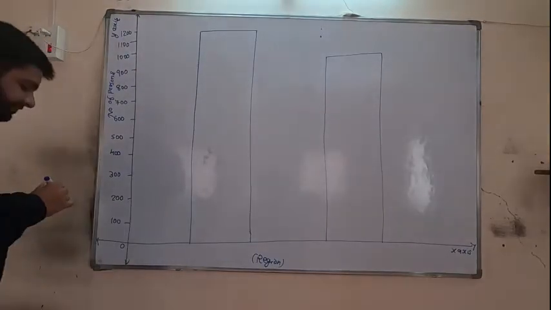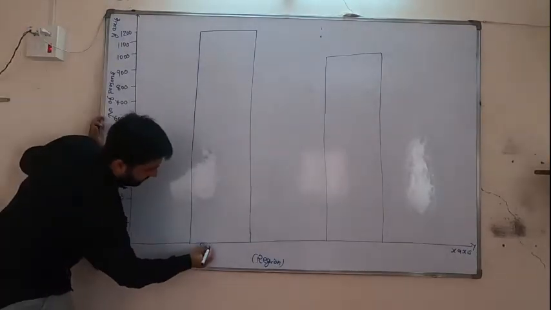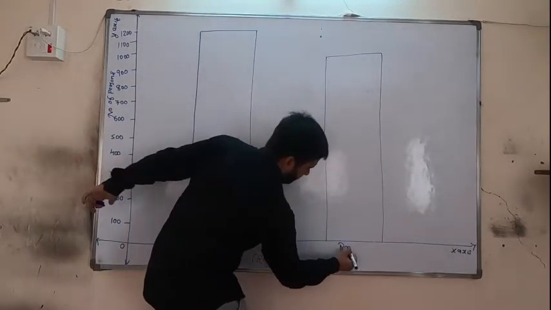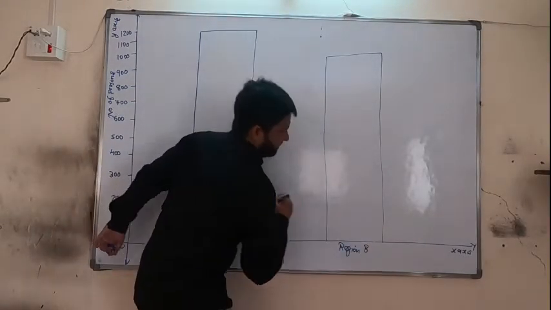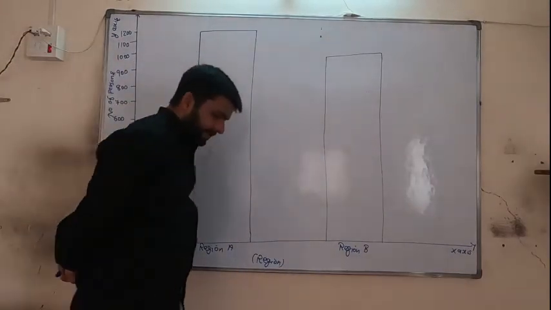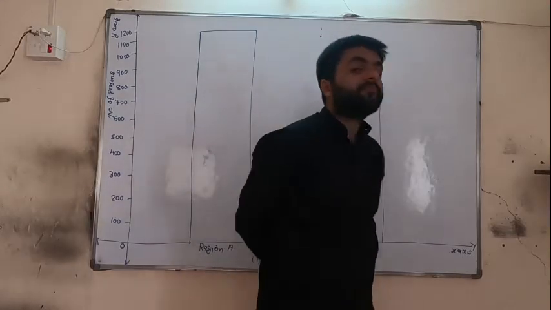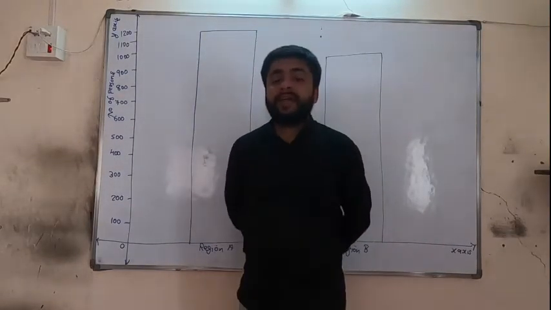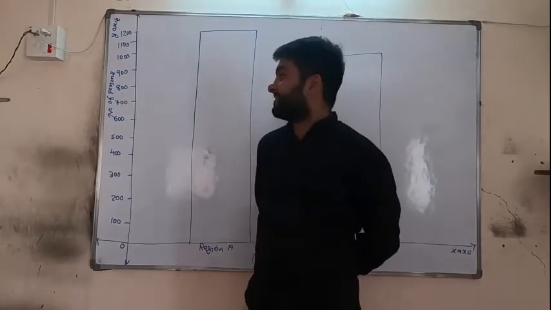Now friends, region A, region B. Talking about region A, looking at our calculation of split up line, the first bar was of 1200 and the first split up line is at 720.